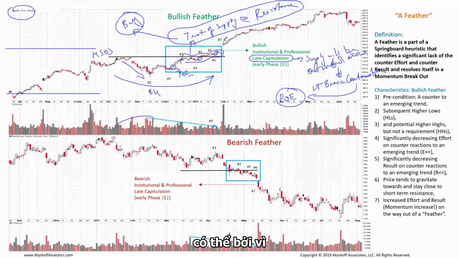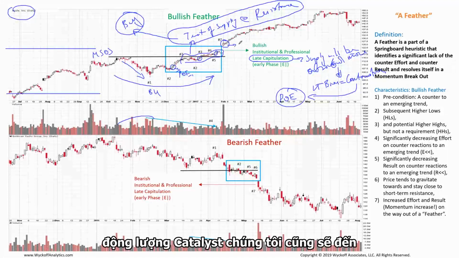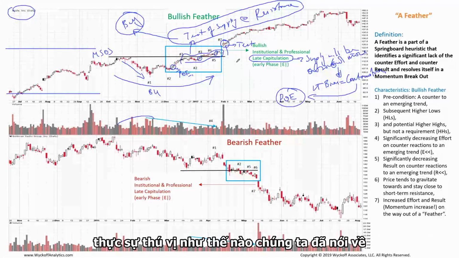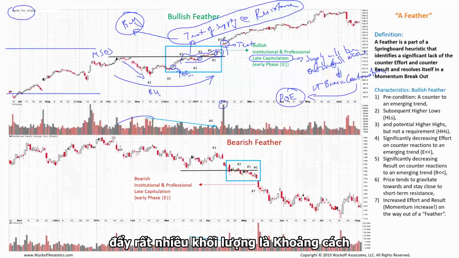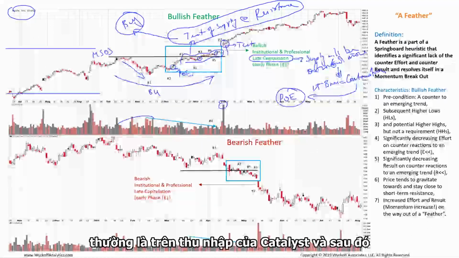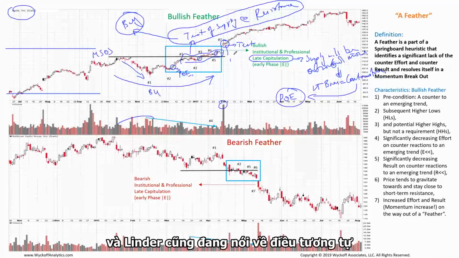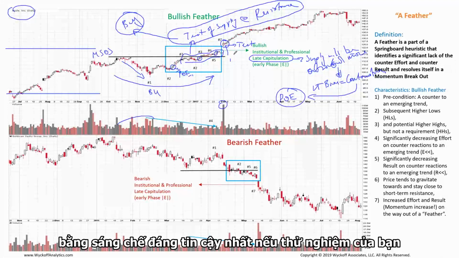Could we think about a point of entry right here in terms of adding to the position? And I think we can, because on this momentum catalyst, we're also going to have a test. And that test usually comes within the next 2 days. By the way, it was really interesting how we talked about this in this course, right? Big momentum push on a lot of volume with the gap, usually on catalyst earnings. And then the next 2 days, we want to look at the test. And Linda was talking about the same pattern. And she considers this one of the most reliable patterns.